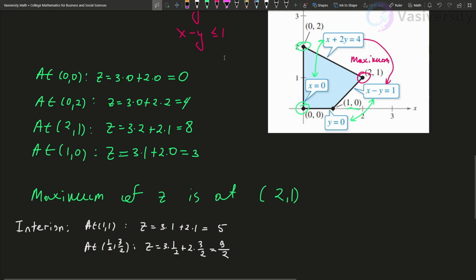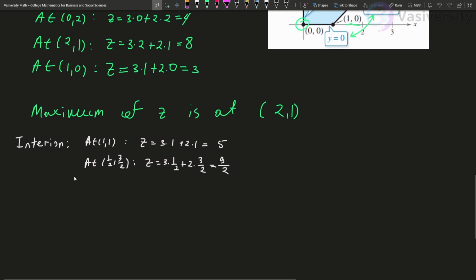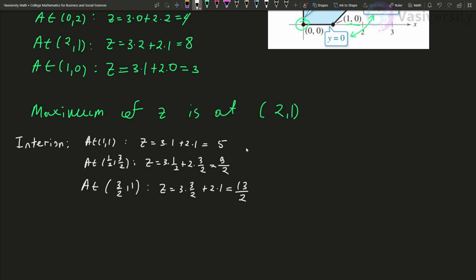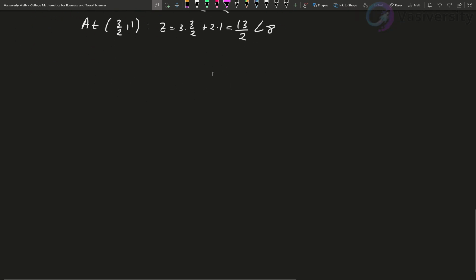Okay, and then the last point is going to be (3/2, 1). So we're going to have z equal to 3 times 3/2 plus 2 times 1, which is equal to 13/2, which is still less than 8. This is less than 8, so 8 is the biggest value. Perfect. So now let's do another problem. Let's do example 2.